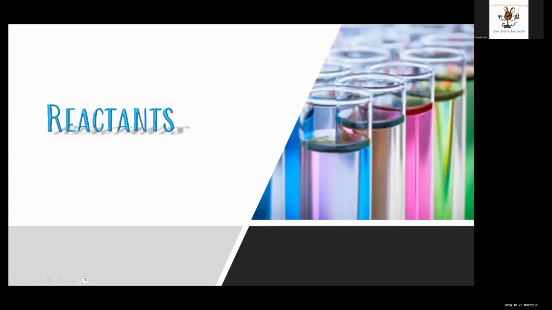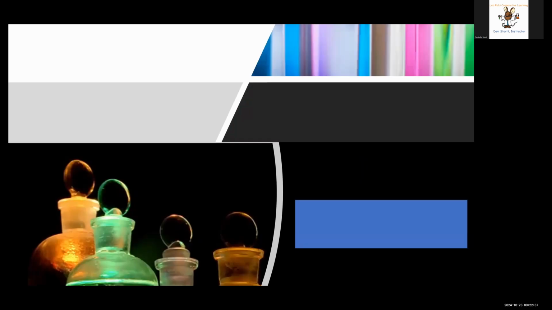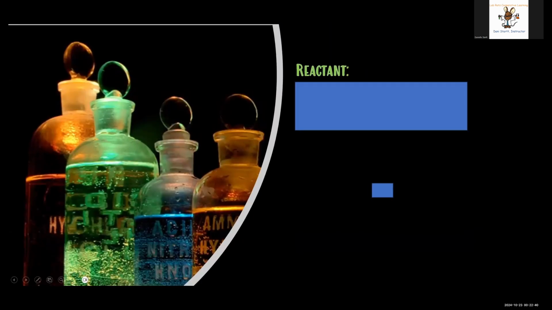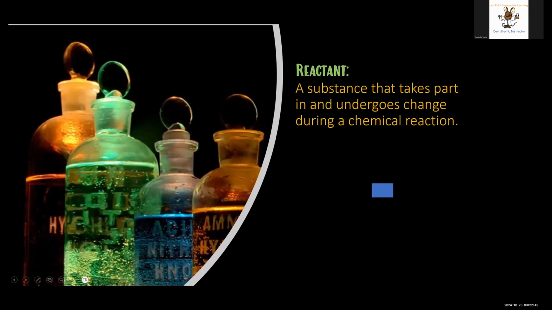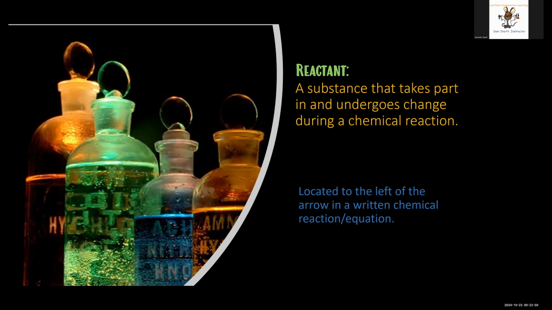So let's talk about reactants for a minute. A reactant is a substance that takes part in and undergoes change during a chemical reaction. In a chemical reaction, they are located to the left of the arrow in a written chemical reaction or equation. So you have reactants, yields, products. Reactants on the left of the arrow. Remember, the arrow you read as yields.